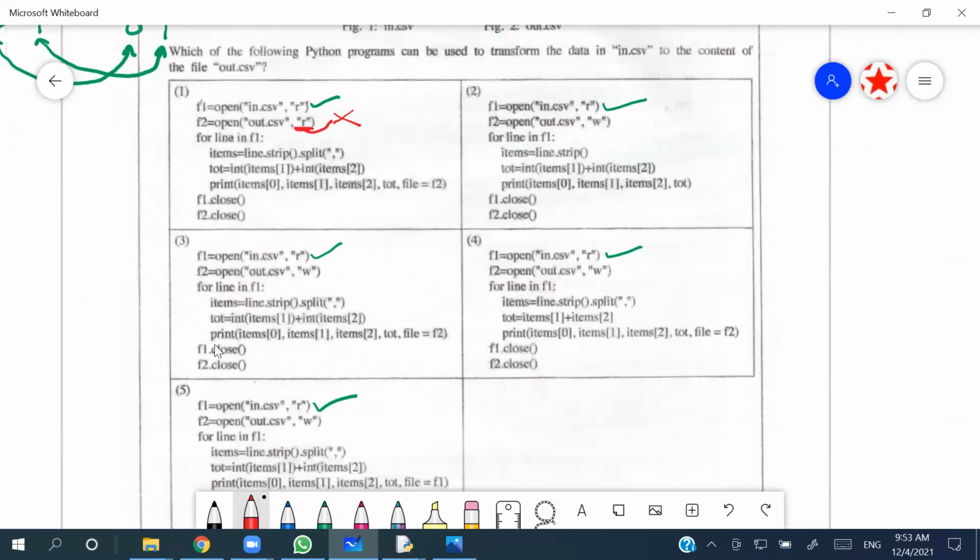Right? In all other answers, they have opened the out.csv with the w access modifier. So in the next line, for line in F1 in every answer, it is using a for loop to read the file. So there the line is going to act as the variable regarding the F1 file object. F1 file object is referring to the file in.csv. Right, so now anyway, one is out of our context. So that is what is happening.